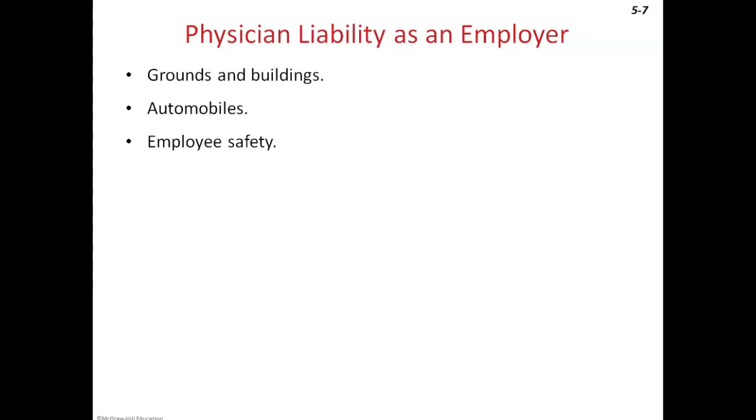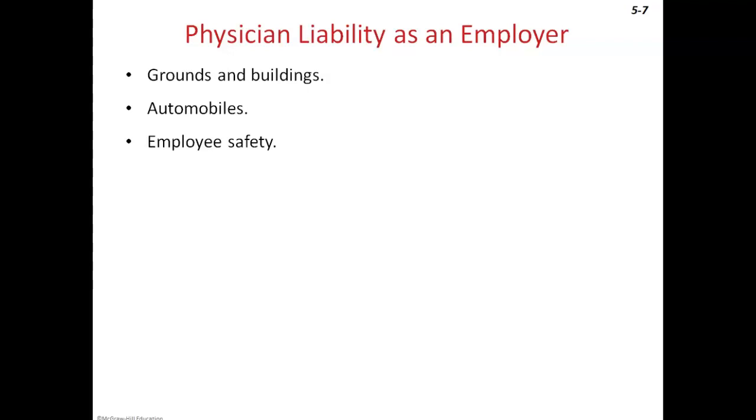On top of being liable for their employees' actions, employers are also liable for things such as grounds and buildings, automobiles, or employee safety. Inside of their buildings and grounds, they need to keep up and maintain those grounds. Things like slippery sidewalks in the winter, make sure there are no wet floors, make sure that doors and windows are functioning correctly, that there are no ways for employees or third parties, patients or customers, to get hurt on the grounds.